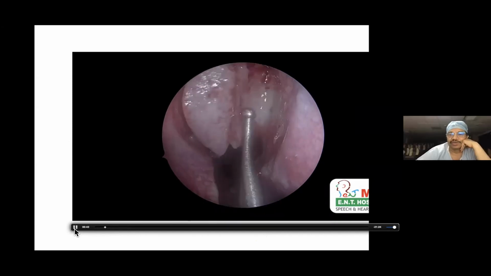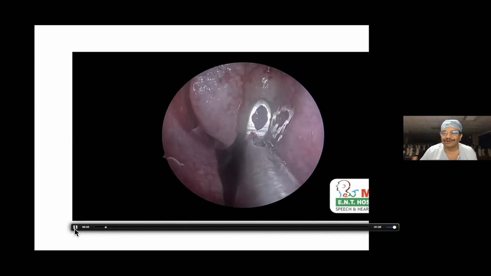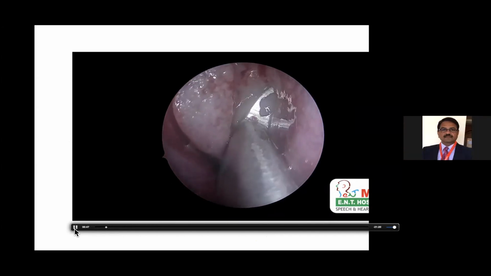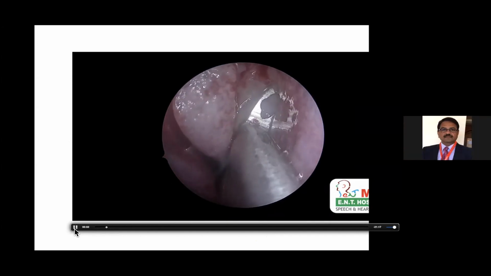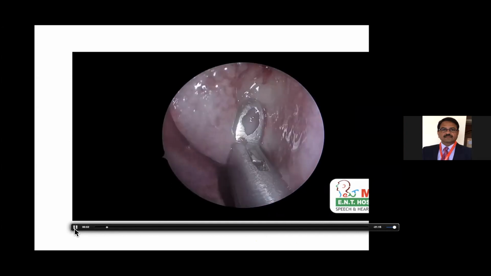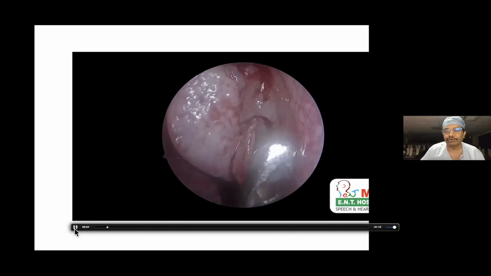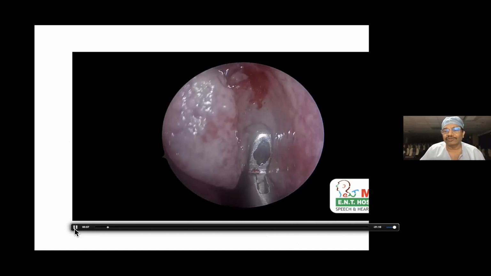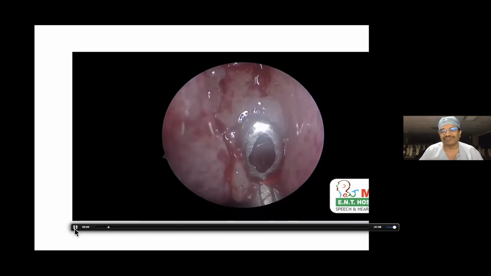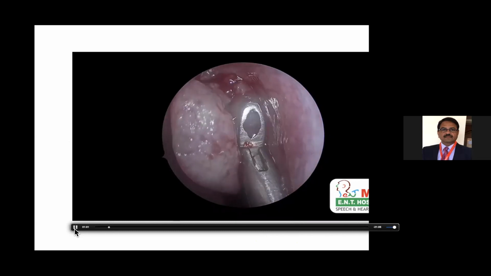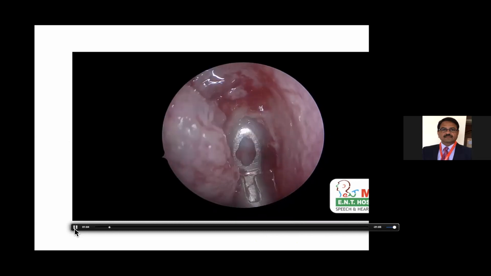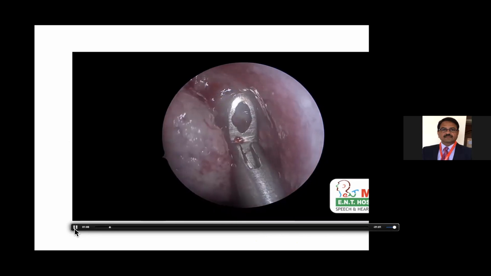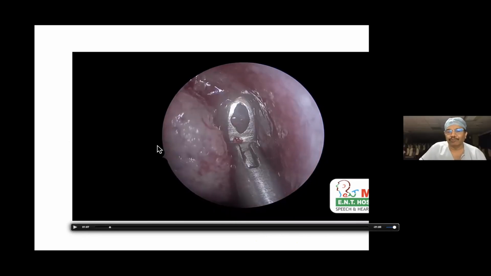Once it happens, you can't do anything. First, do no harm. So here, while removing it, you grab the uncinate up to the lamina papyracea. If I pull this mucosa, some mucosa of the lateral wall may come out, and some mucosa of the middle turbinate may come out.